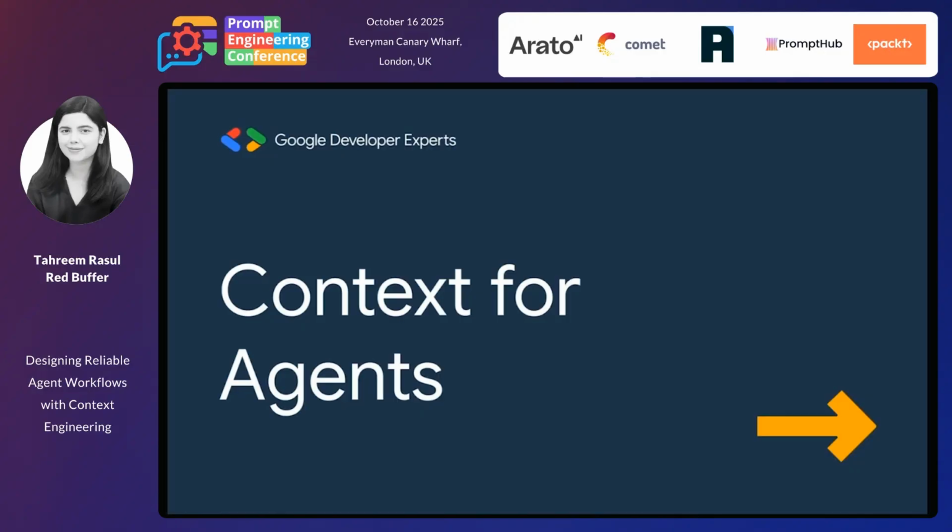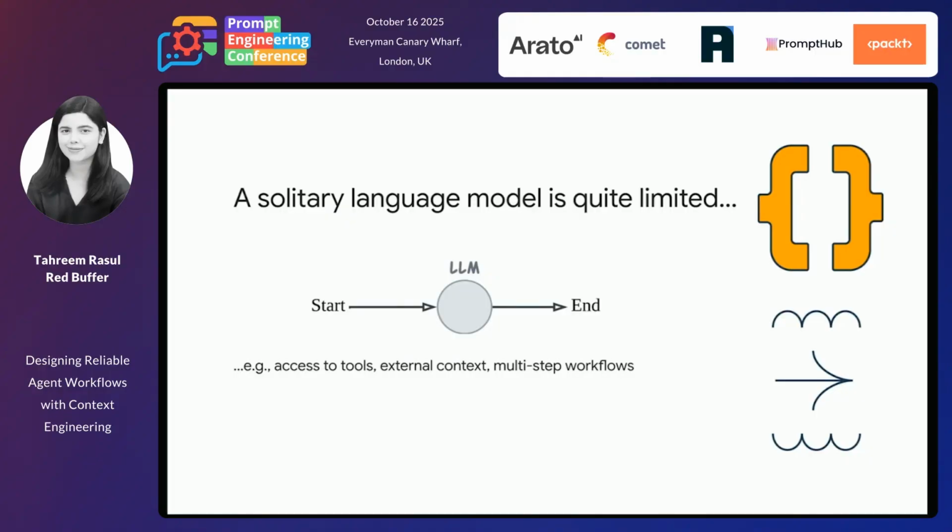So when we talk about agents, it's important to understand what context means for agents, right? So when we started off, this is back in 2022 when ChatGPT came in. ChatGPT is great, right? But a solitary language model is quite limited because it does not have access to external tools. It does not have access to databases. And as a problem solver, you might need all of those things to build your application.